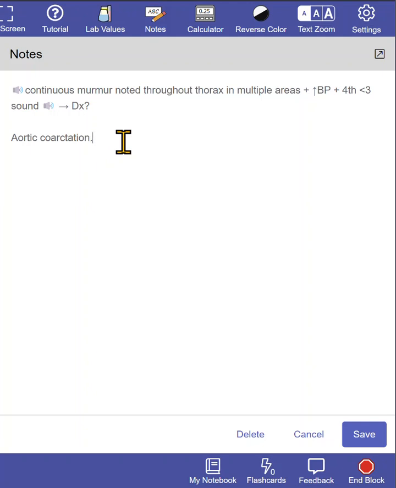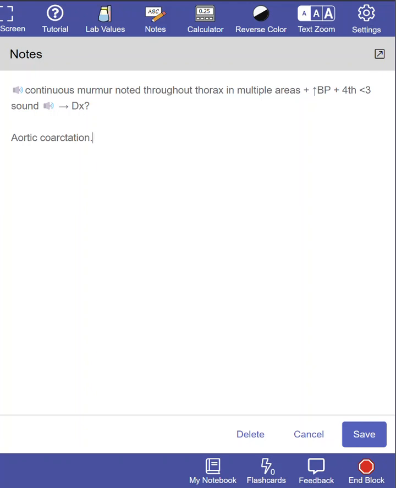Aortic coarctation. So this is just a really simple one where the question was very detailed but very simple. If you have a continuous murmur noted throughout the thorax in multiple areas, increased blood pressure, and a fourth heart sound, you should be thinking about aortic coarctation because it's due to blood flow through a constricted aorta. And you should hear it at the infraclavicular area, anterior, and left interscapular area, posteriorly.